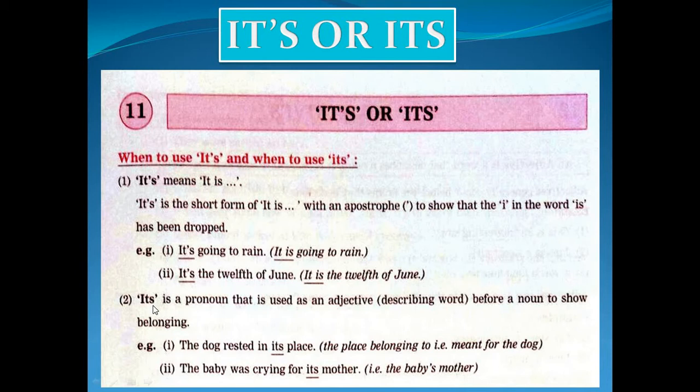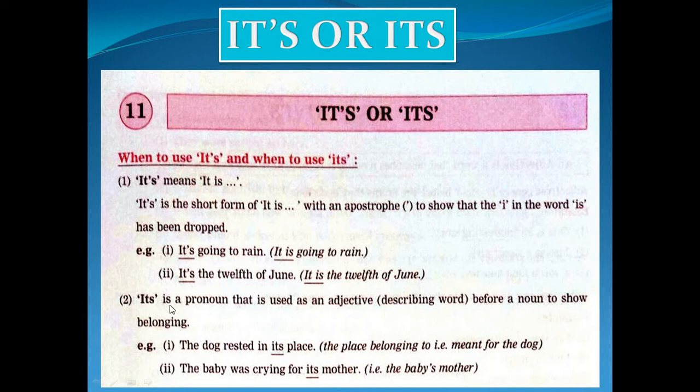Now let's talk about the other its. Both sound the same. It's with apostrophe s and its without the apostrophe s. Both of them sound the same, but there is a big difference. Let us see the other one. Its is a pronoun that is used as an adjective, that is a describing word, before a noun to show belonging.